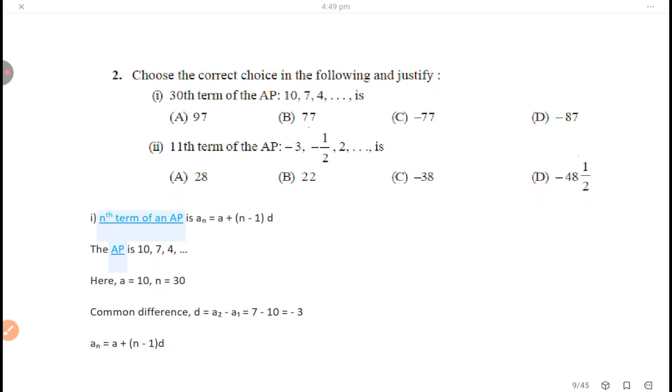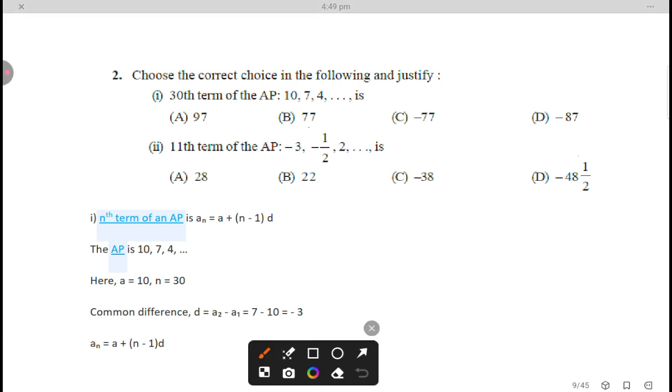Now choose the correct choice in the following and justify. The 30th term of the AP 10, 7, ... is what? You have to find the 30th term of the AP. So you know the formula: an equal to a plus n minus 1 d.